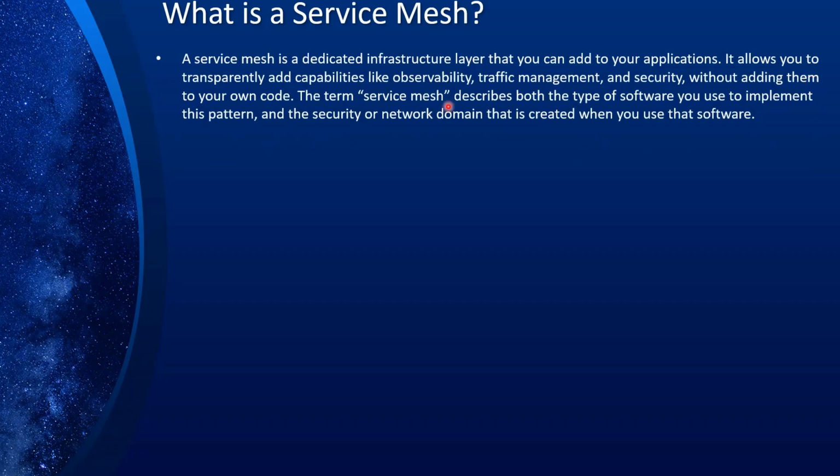According to the definition, a service mesh is a dedicated infrastructure layer that you can add to your application. It allows you to transparently add capabilities like observability, traffic management, and security without adding them to your own code. So I underline without adding them to your own code. Those are the services that you can get without actually making any changes to your code.